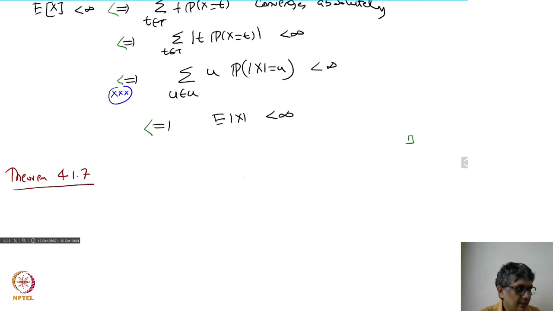So here, suppose now I take two random variables. Suppose X and Y are two random variables, discrete random variables.